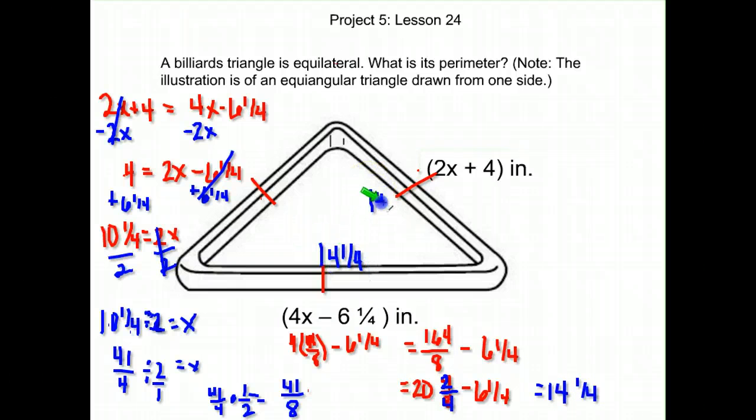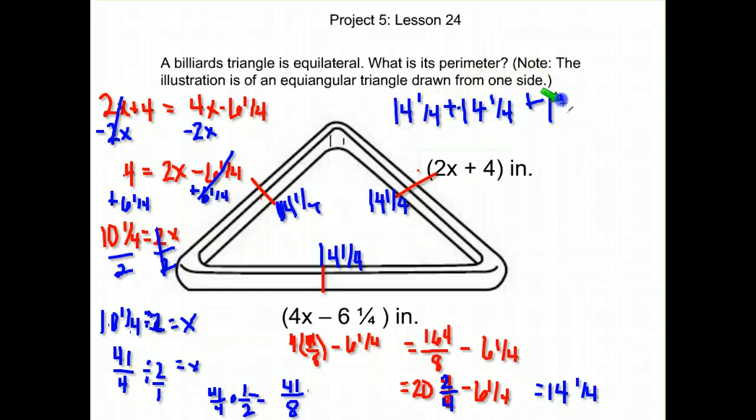That means, since this is equilateral, that all 3 sides here are 14 and a fourth. So the perimeter of something is to add all of the sides together. So we have 14 and a fourth plus 14 and a fourth, or you could just actually multiply by 3. But if you don't like multiplying, you can add them together.